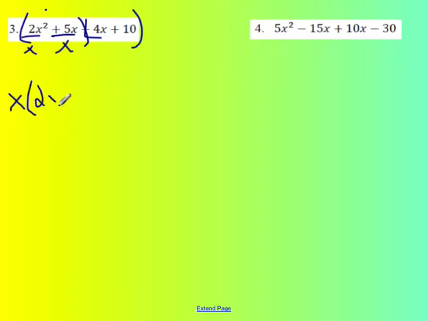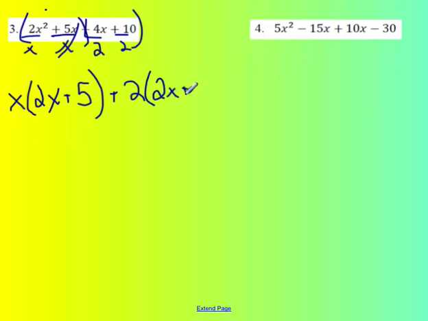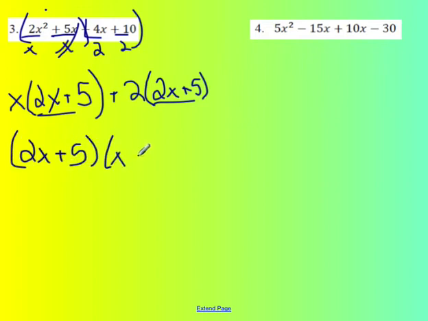X squared over x is just x. And then the 5 is going to stay, but x over x is going to cancel to 1, so I'm just going to write it as 5. Then, what can I take out between 4 and 10? Well, I can take out a 2. So then I'm dividing each of those terms by 2, and I end up with 2x plus 5. So again, my leftovers are matching, which means I did this right, so I'm going to write out those first. And then I'm going to write what's left after that.